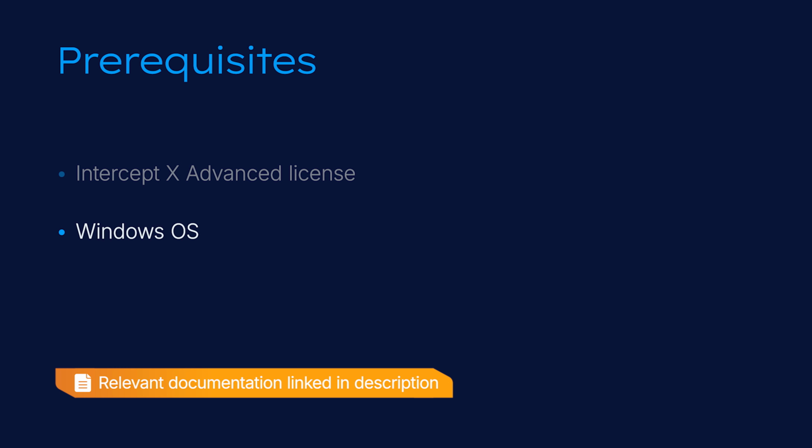Before you begin, you will need an Intercept X Advanced license and Windows OS, as DLP rules only apply to Windows devices at this time. To ensure that the DLP solution will work for your needs, a link to documentation highlighting the file types that DLP can scan, as well as the known limitations with data loss prevention, can be found in the video description.